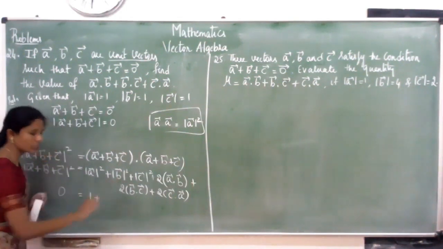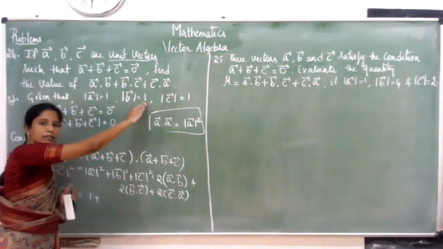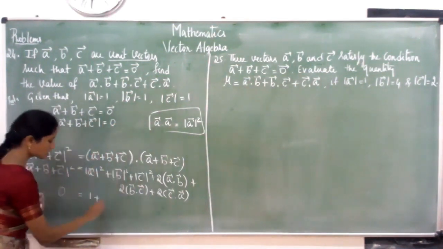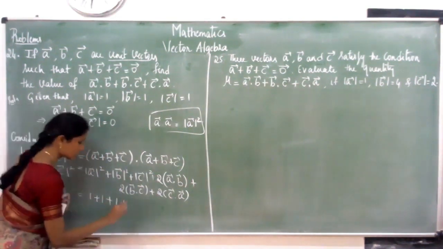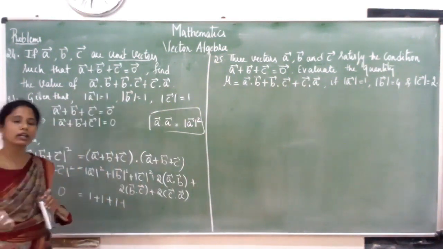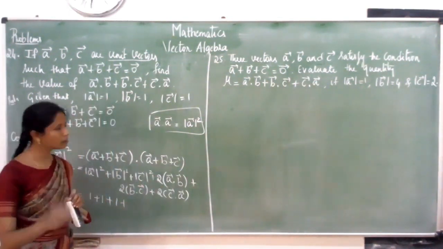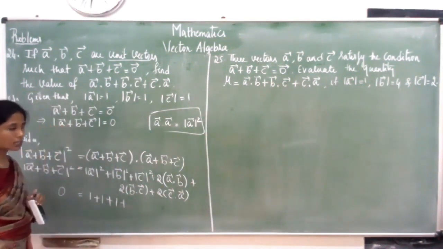Plus, what we have next? We have magnitude of vector B. We know that magnitude of vector B is again 1. So it is 1 square, it is 1 again. Similarly for C. Plus, from these three, we need to find only the dot product between vector A plus vector B, plus vector B plus vector C, and plus vector C, vector C dot vector A.